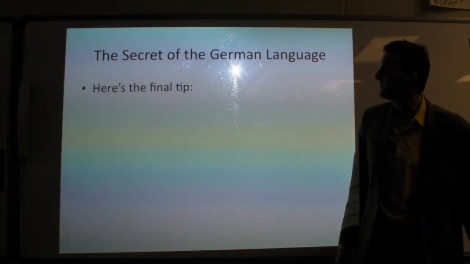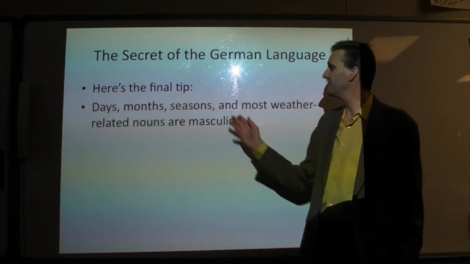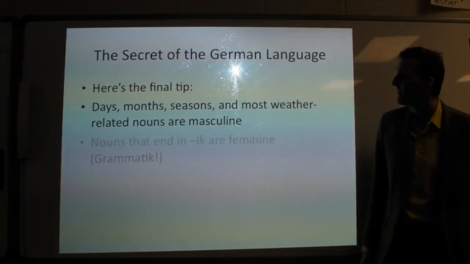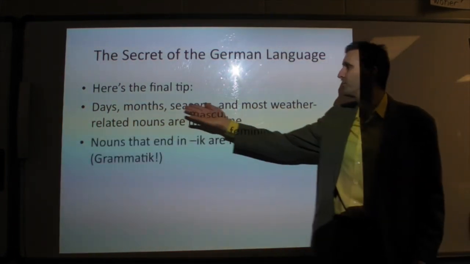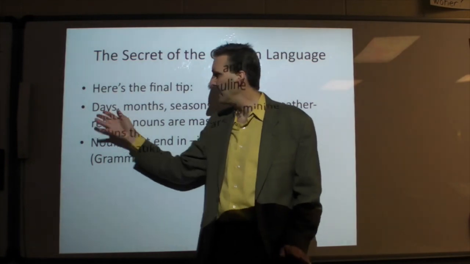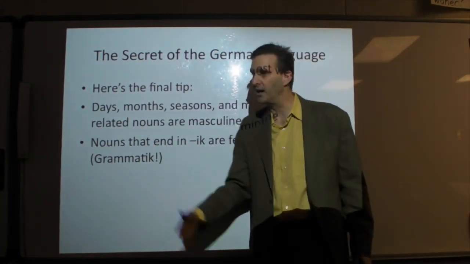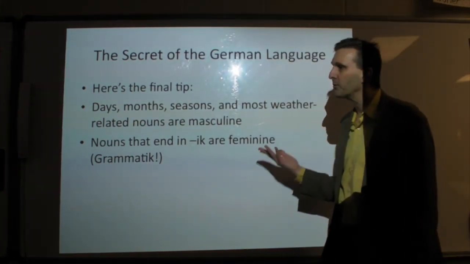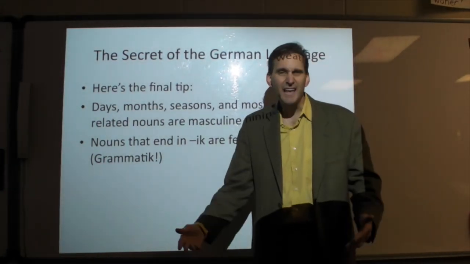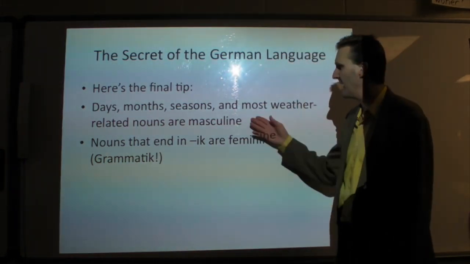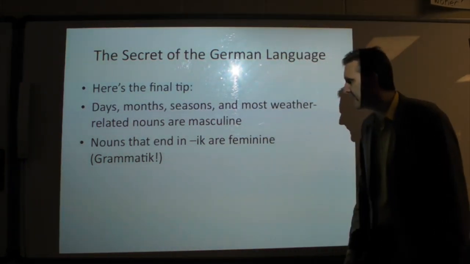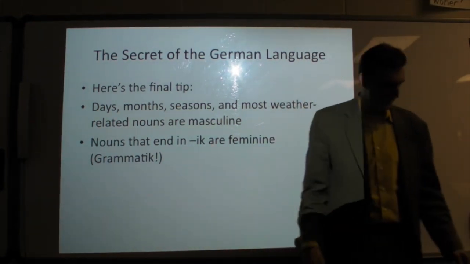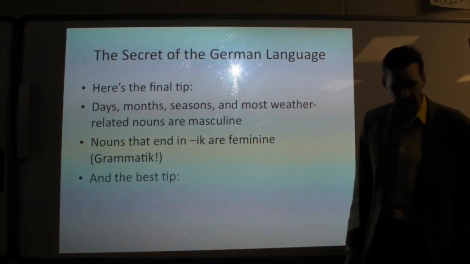Okay? And here's our final tip here. Days, months, seasons, and most weather-related nouns are masculine. Okay? So, days like Montag, Dienstag, okay, months, Januar, Februar, seasons, Frühling, Sommer, most weather-related nouns, Schnee, Regen, etc. Those are masculine. Nouns that end in IK, like Grammatik, okay, are feminine. So there's one to remember. Okay, and the best yet.